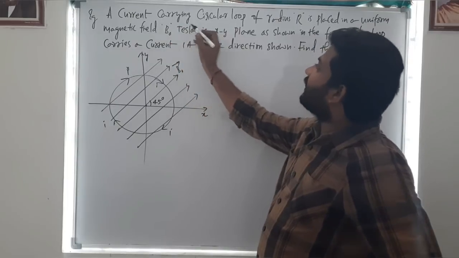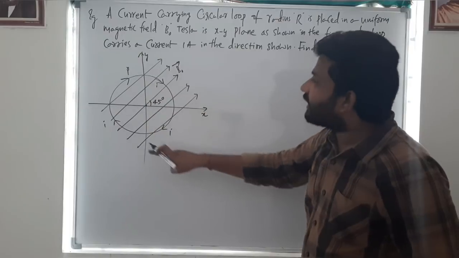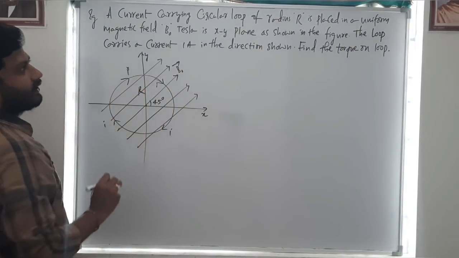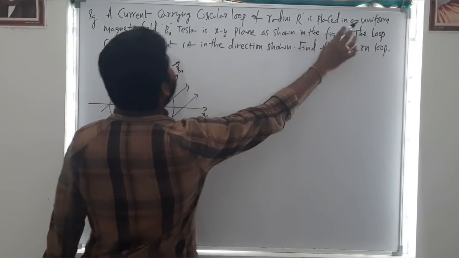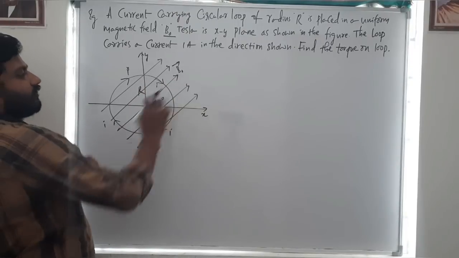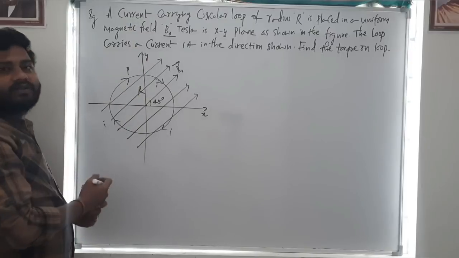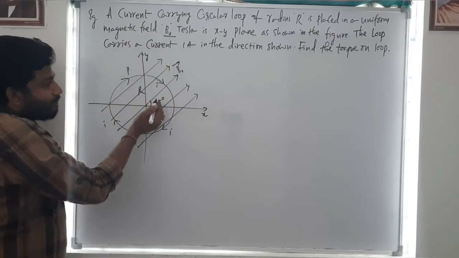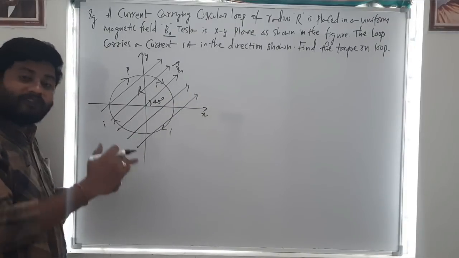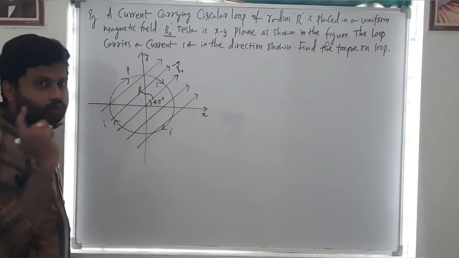A current carrying circular loop of radius r is given. It is placed in a uniform magnetic field B naught. You can see B naught is a uniform magnetic field acting in this direction, and they have clearly mentioned that B naught is making an angle of 45 degrees with the x-axis, and obviously another 45 degrees with the y-axis also.